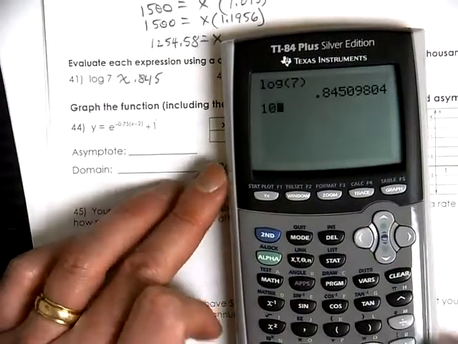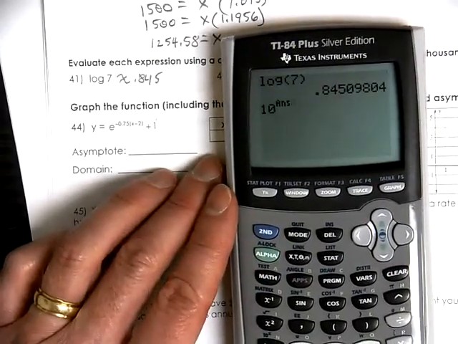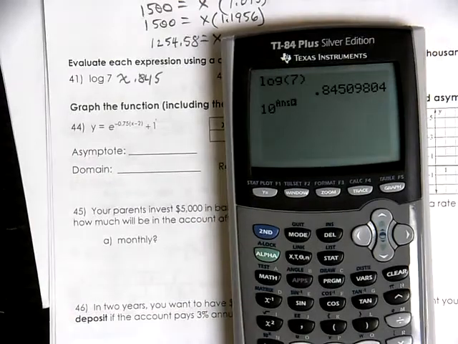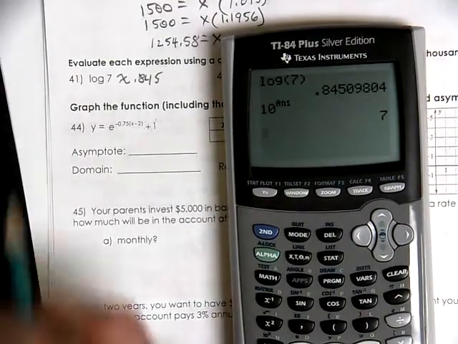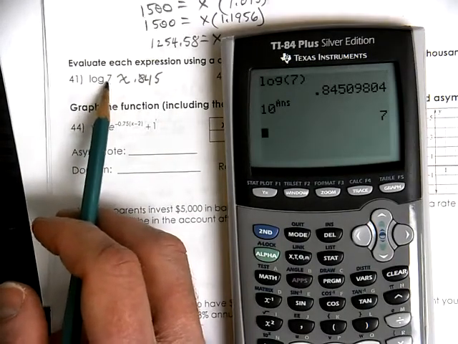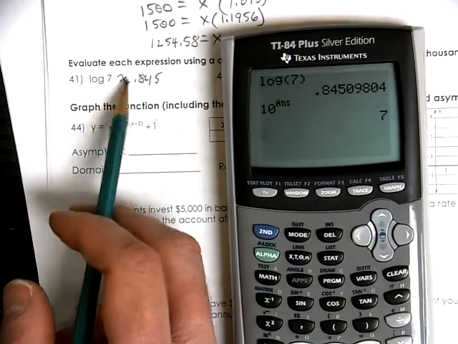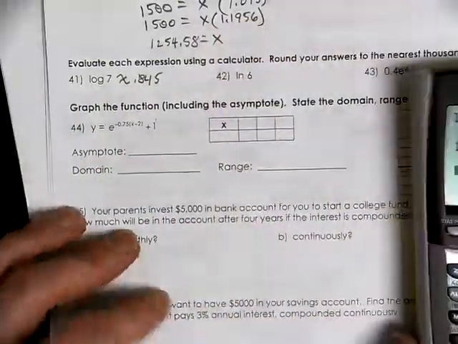If we had 10 to the power of our answer, we should get exactly 7. So what that means, because the base was a 10, is 10 to what power makes 7? 10 to the 0.84 makes 7.